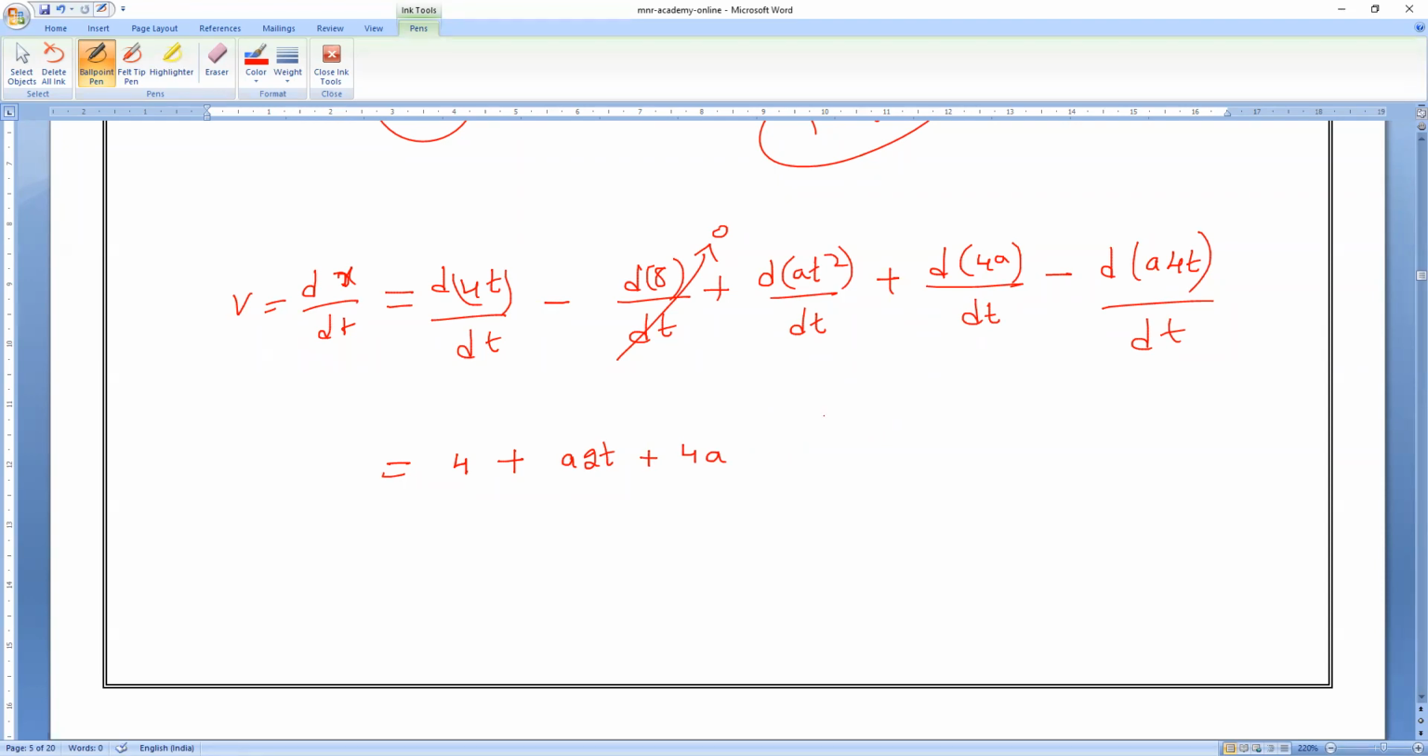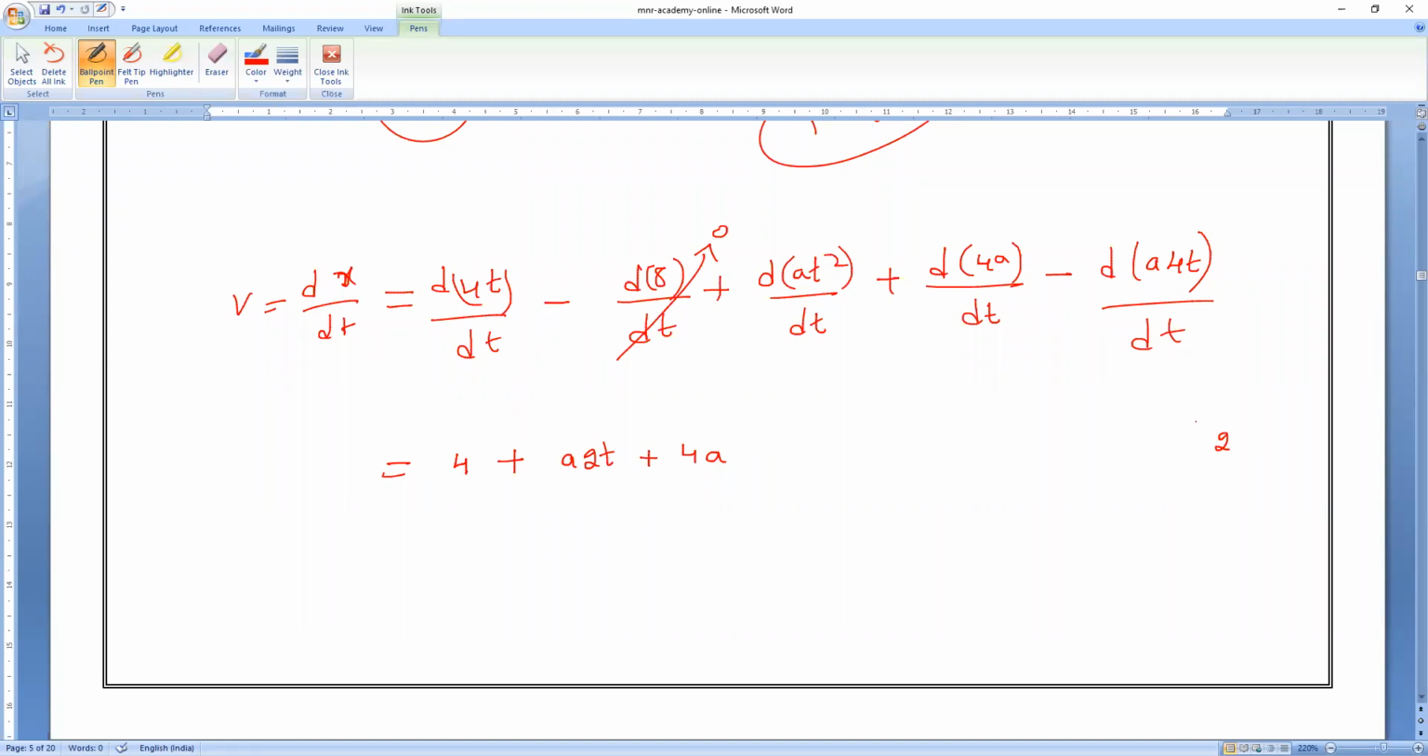Something we are making a mistake. Can anybody tell me what mistake we are making? Sir, that d into a t square. Differentiation of t square is what? 2 into 2t. Here something will come. Something we are missing. Differentiation, can you tell me?